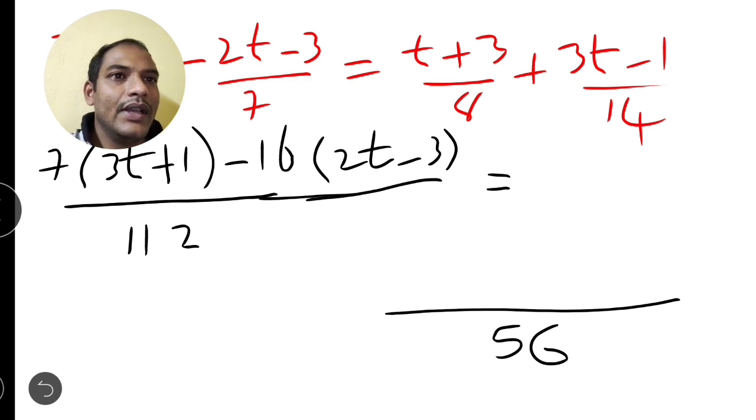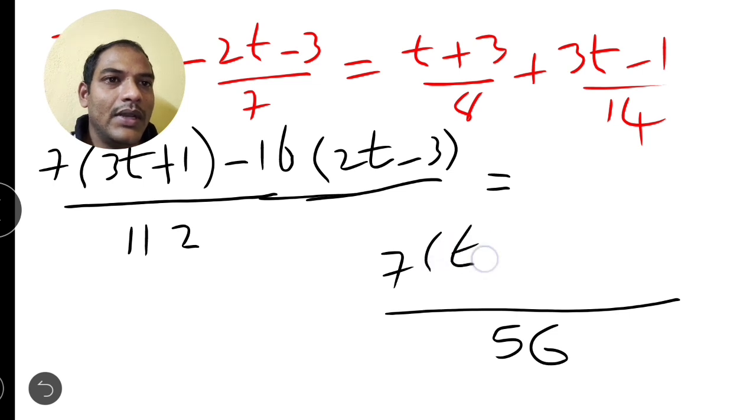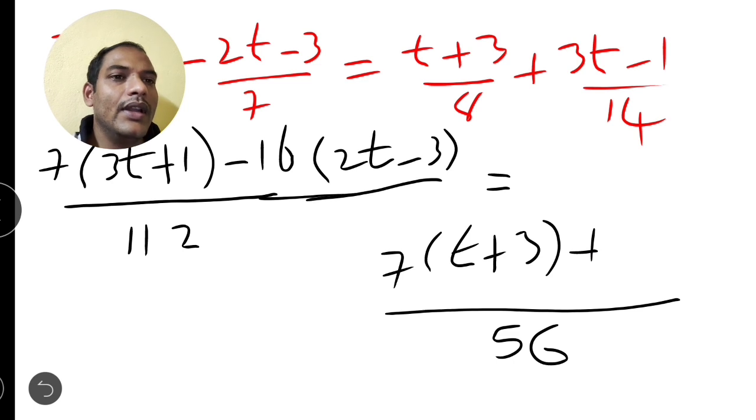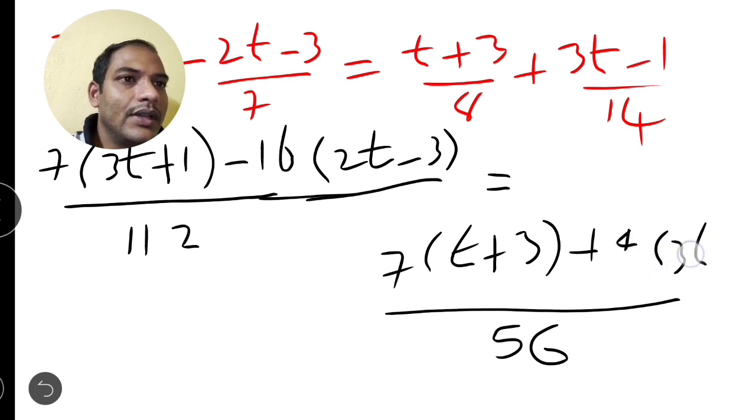So 56 in the 8 table, 7s are 56, so 7 into (t plus 3). 56 in the 14 table: 14 ones are 14, 14 twos are 28, 14 fours are 56. So 14 fours are 56, 3t minus 1.